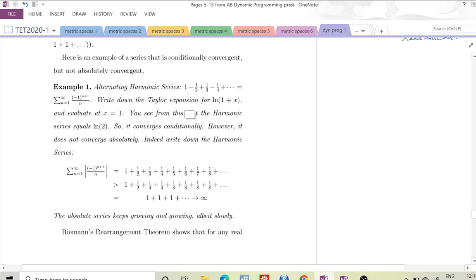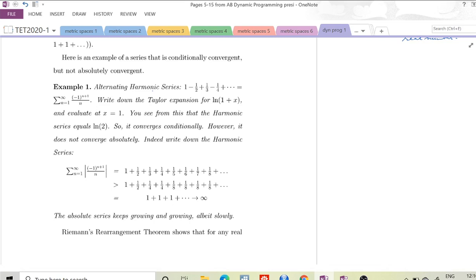So that will show that this is the Taylor expansion of natural log 1 plus 1, which is log 2. There are other ways of showing that the series converges. One way is you take odd and even subsequences and show that they converge to the same number, etc. The point is there is conditional convergence to log 2.